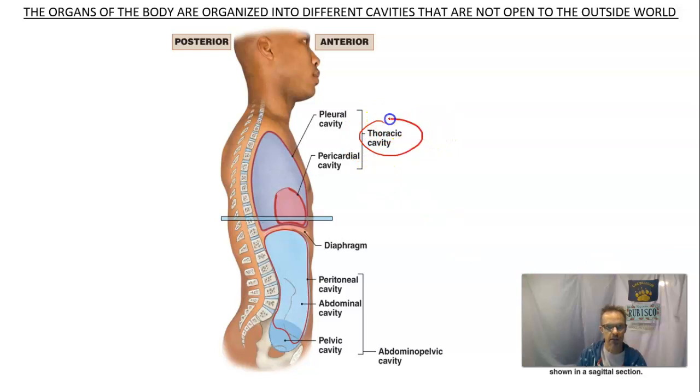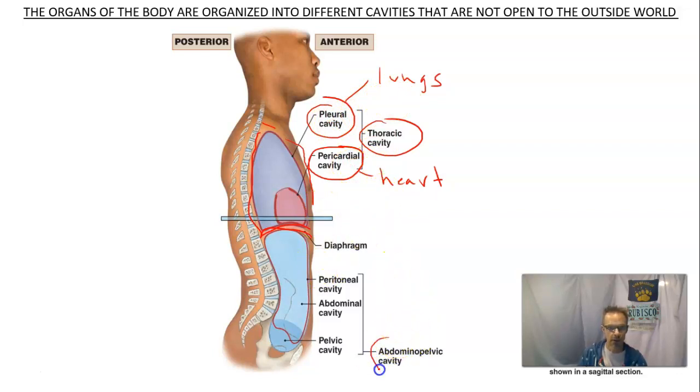So this thoracic cavity can be divided into two, and this pleural cavity is where the lungs would be, and then the pericardial cavity is where the heart would be. So again, that thoracic cavity is going to be inferiorly bordered by the diaphragm, posteriorly by the vertebrae, and then anteriorly by the ribs and the sternum, and then superiorly by the first rib there. And again, that thoracic cavity can be divided into two other cavities: the pleural cavity, which has the lungs, and then the pericardial cavity, which has the heart.